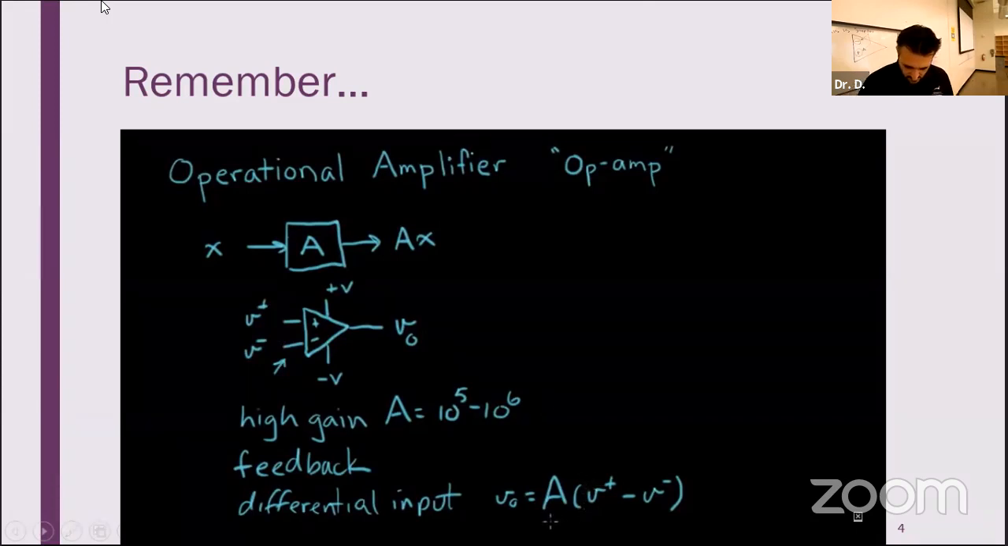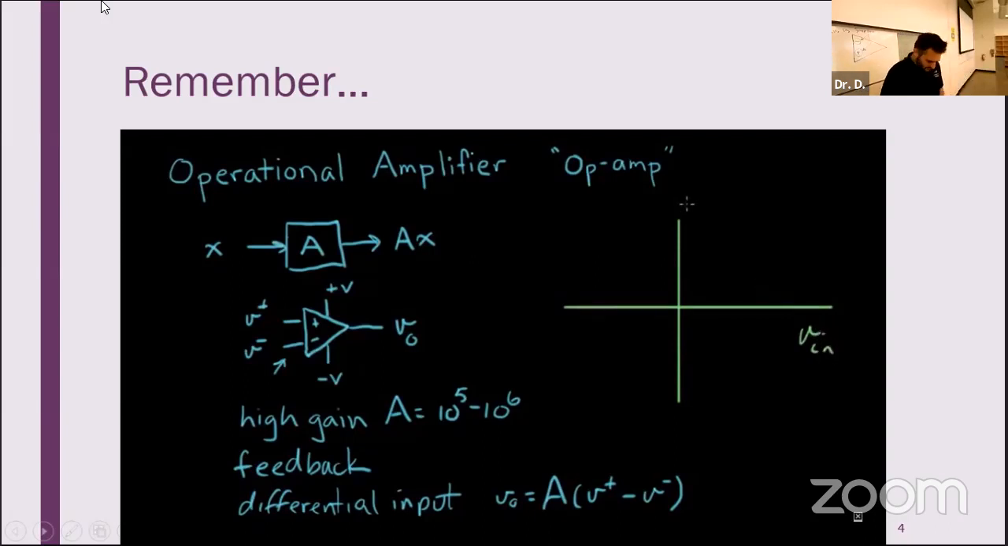So I want to make a plot of this equation right here, just so we get a good idea of what it looks like. And the axes here are V in and V out, where V in specifically equals V plus minus V minus. That's the input signal to the op amp, and we're going to apply the gain factor to it to get V out. So that'll look something like this.